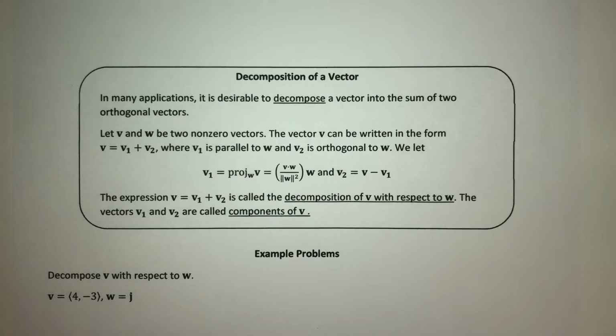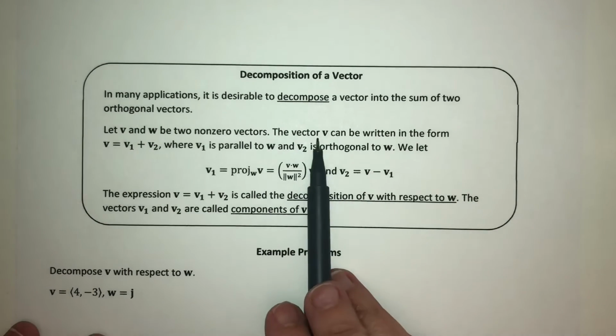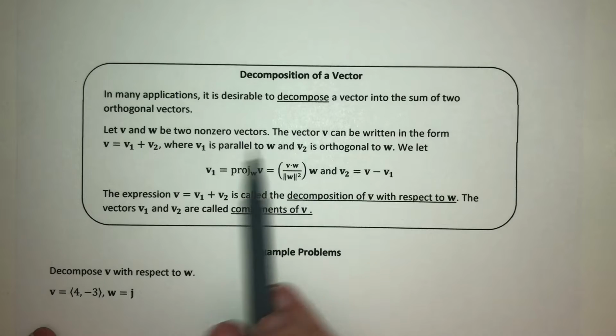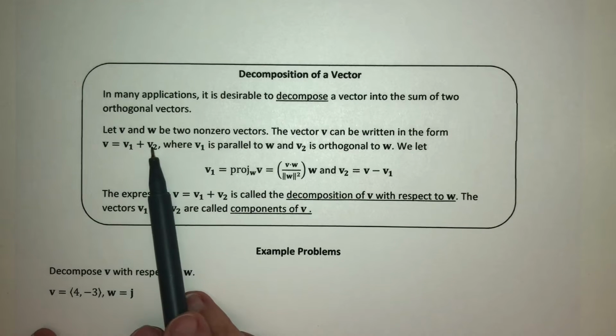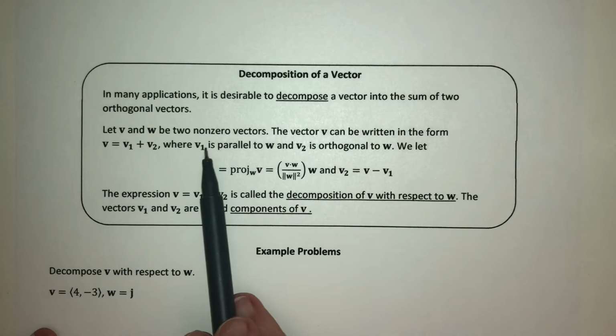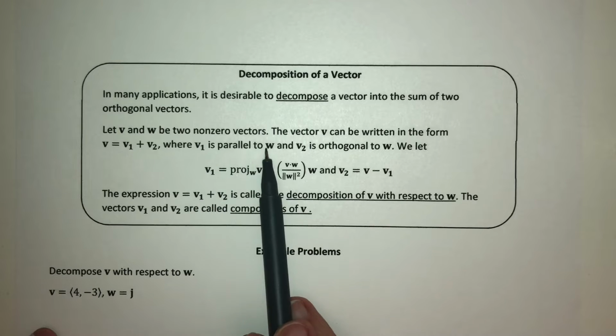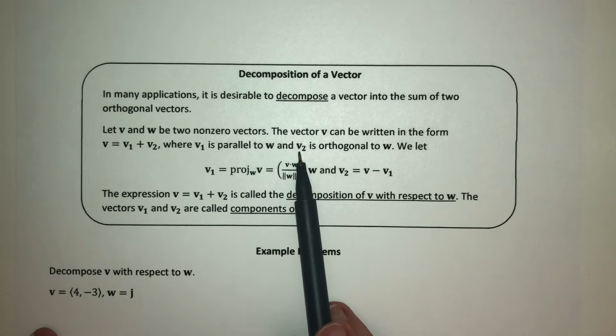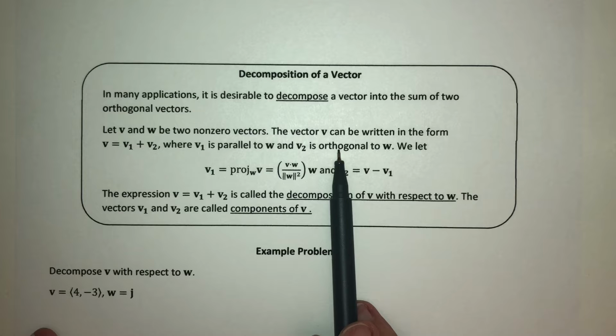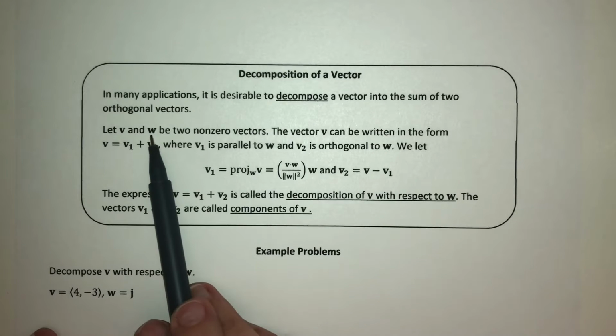Decomposition of a vector. In many applications, it is desirable to decompose a vector into the sum of two orthogonal vectors. And it's fairly simple to do that. Any vector V can be written in the form of two vectors added together, where the first vector is parallel to W, and V2 is orthogonal to the other vector, W.